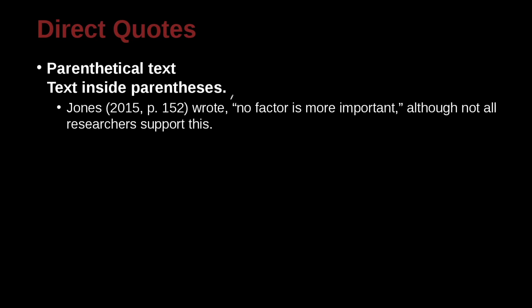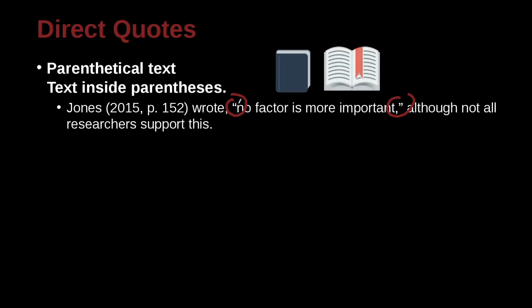So here we need to first see we have a quotation, don't we? A direct quote. That means we took this from a book, from a journal article, from somewhere. This is exactly what someone wrote. Where did we get it from? The author is Jones. So this is the author's last name, family name. This is the parenthetical, open parenthesis, close parenthesis.